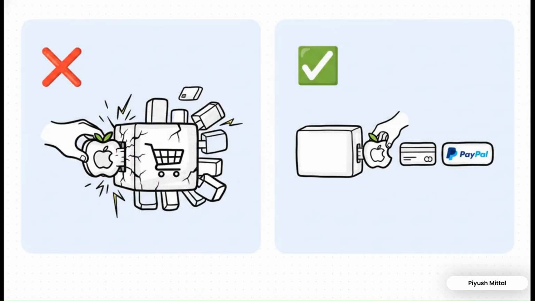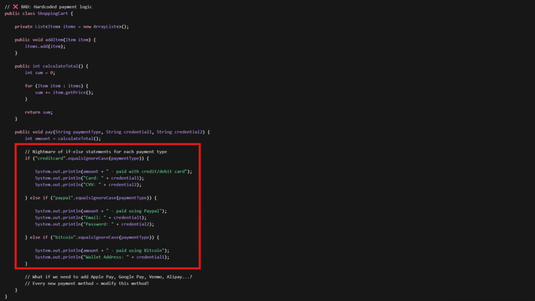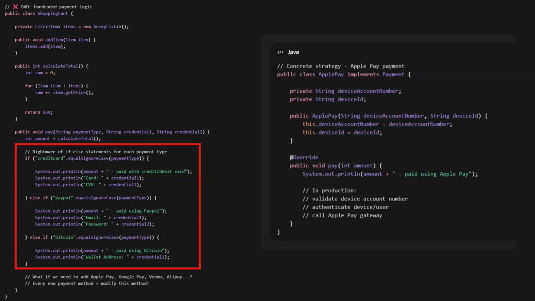All right, this is the moment where it all clicks. The business inevitably comes back and says we need Apple Pay. Before, on the left, we have to go back into the shopping cart, add another else if statement, and retest everything, hoping we didn't break something. But now, on the right, we just create a new ApplePay class. That's it. We don't touch the shopping cart, we don't touch the existing payment classes, we just add a new, isolated piece of functionality. That is the open-closed principle in its purest form.